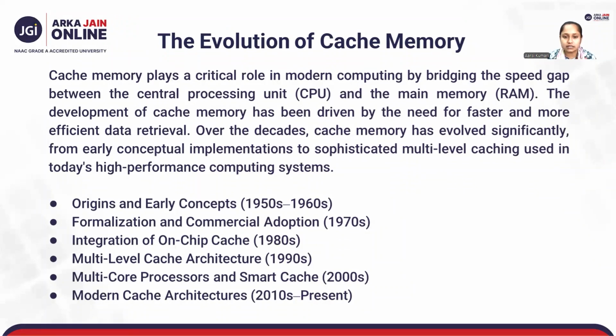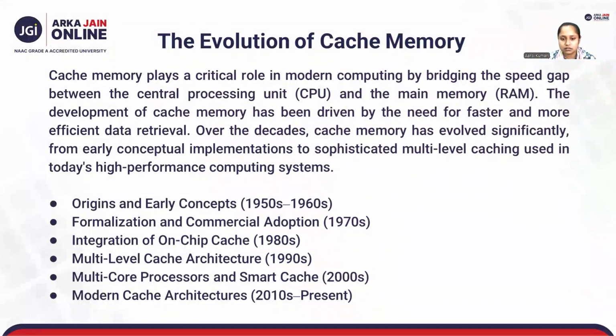Formalization and commercial adoption, 1970s. During the 1970s, cache memory became more defined and structured. Researchers formalized the cache hierarchy, and computer architectures began incorporating small but high-speed memory units that stored frequently used data. Key developments in this period include the introduction of associative caching. The concepts of direct mapped, set associative and fully associative caches were developed to optimize data retrieval strategies.